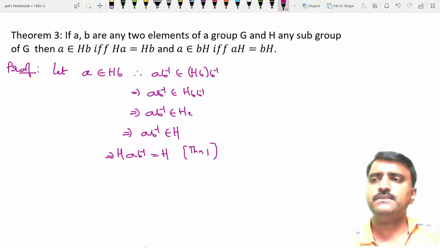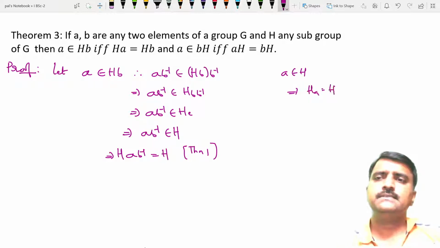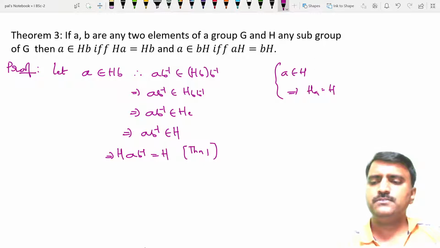So the coset constructed using this AB inverse and H is the same as H, which we proved earlier. For example, if A is an element of H, then HA is equal to H. This is the property I discussed, and I am using the same property. AB inverse is an element of H, so HAB inverse is equal to H.